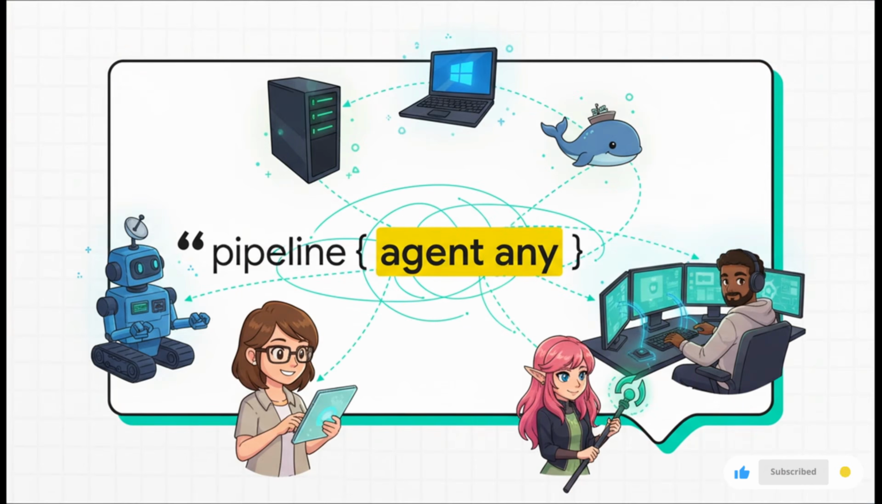So, inside that pipeline, the very first thing you need is an agent. This little directive tells Jenkins where to actually run your job. Now, agent any is the simplest option you can use. It just means, hey Jenkins, run this on any machine you have available. It's the perfect place to start.